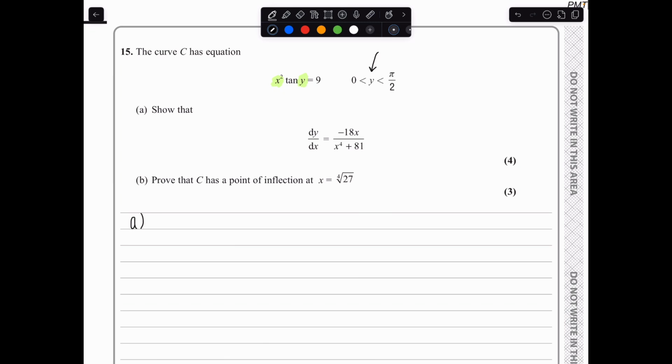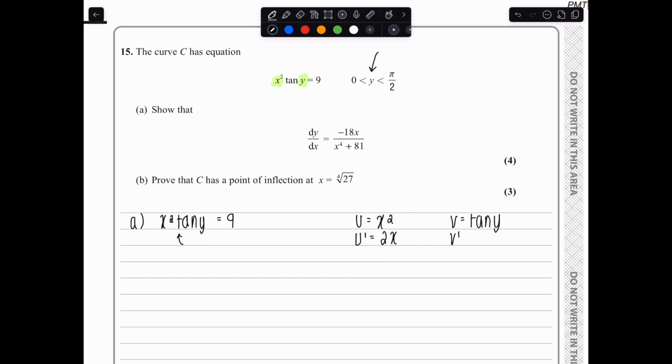For part A, we have x squared tan y, and that is equal to 9. Here, we know we have to use the product rule because we have an x squared and a tan y that are multiplying together. So let's let u equal x squared and let's let v equal tan y. From here, the derivative of u is equal to 2x.